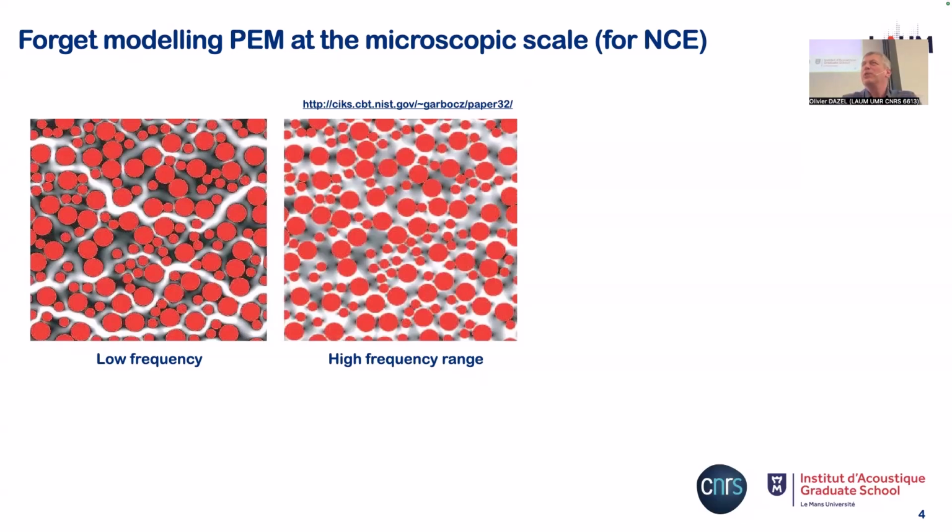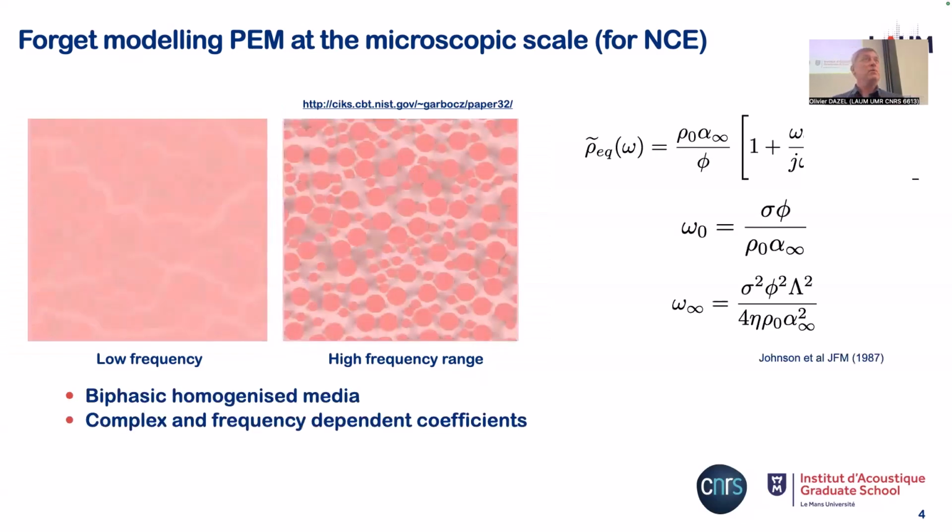And then we cannot model that if we have a full structure. So what we are doing is that we homogenize. When we homogenize, we determine some equivalent parameters. These equivalent parameters will be like the ones I presented here. These are coefficients which depend on the frequency because of what I said previously, and also they are complex to take into account damping.